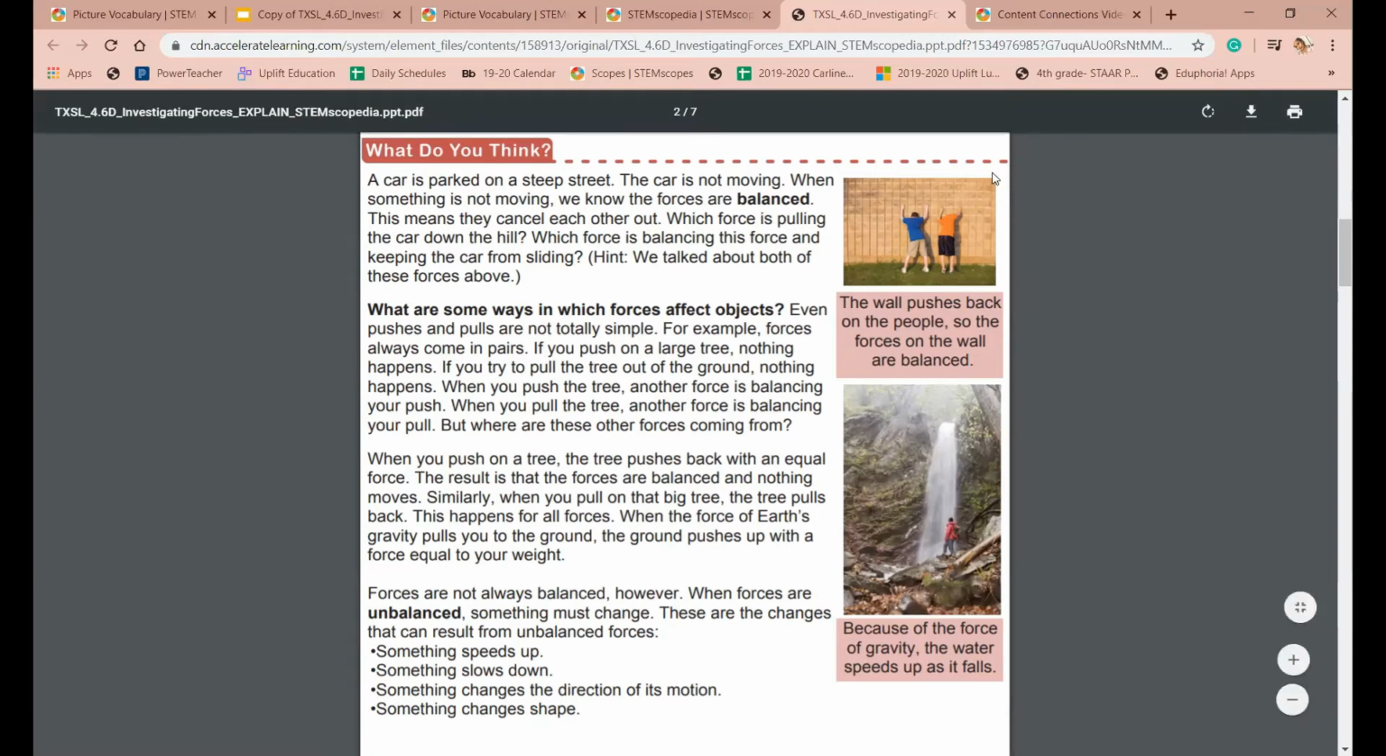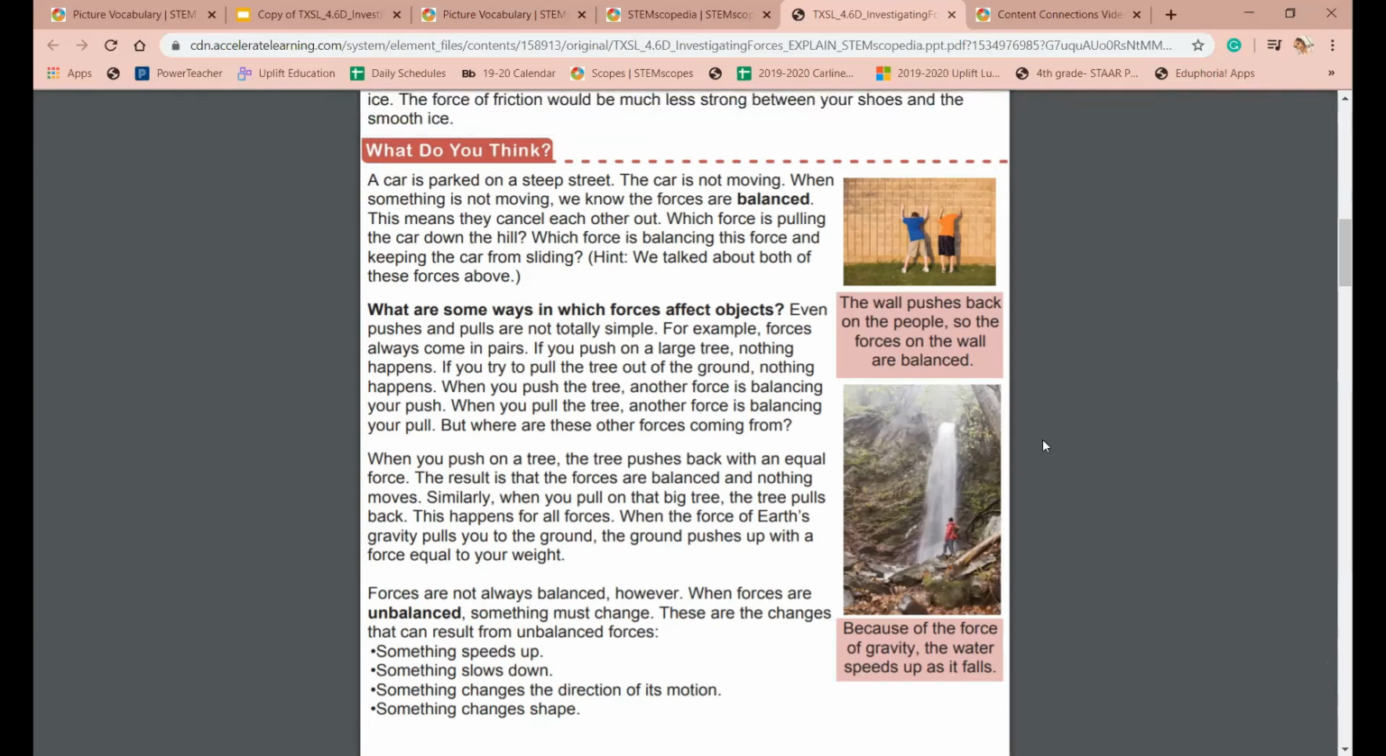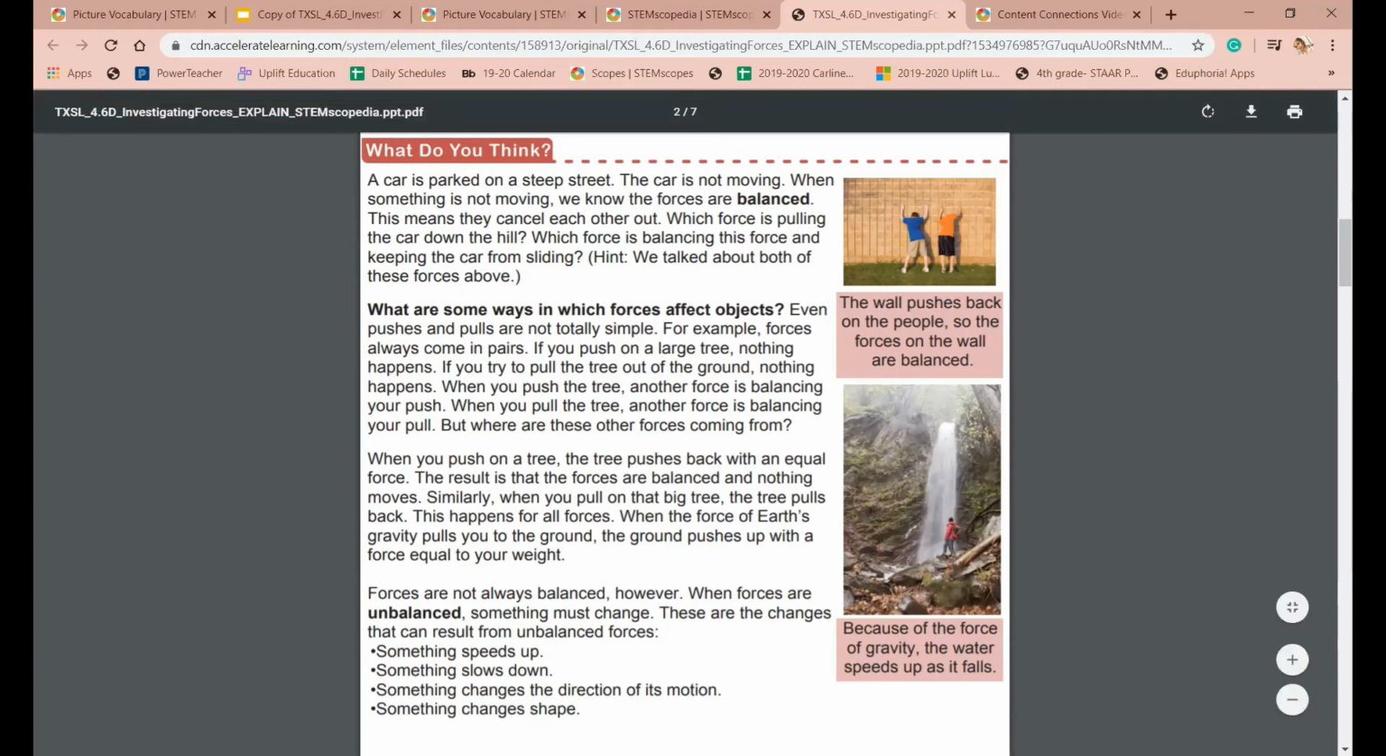The caption says the wall pushes back on the people, so the forces on the wall are balanced, okay? So no, the wall is not growing arms and pushing back, but the wall is built to withstand falling down. So it's built to where if anything were to ever push it down, anything bigger than humans, maybe like wind, other buildings, stuff like that, hopefully it would be able to withstand whatever is pushing on it, okay? So they should have "pushes back" in quotation marks, because it's not technically pushing back in the way that y'all think, but the forces are balanced, so nothing's happening to it.